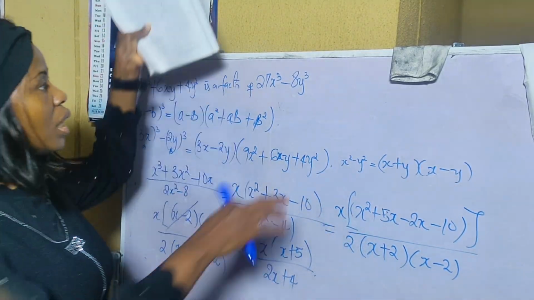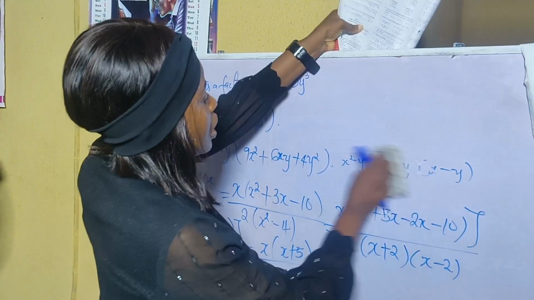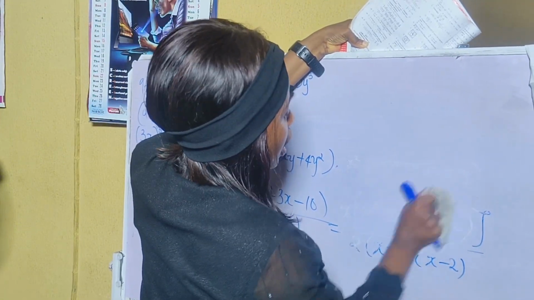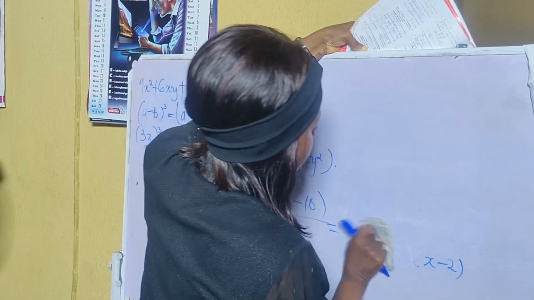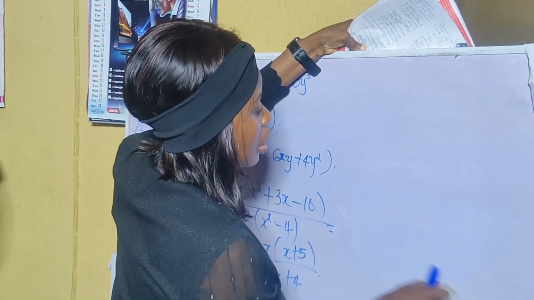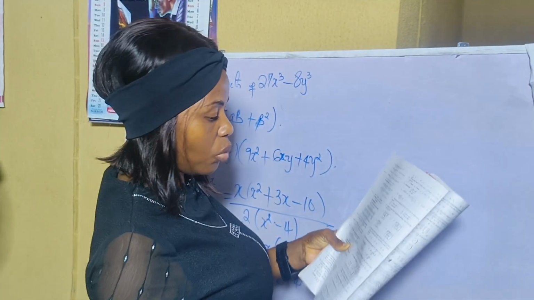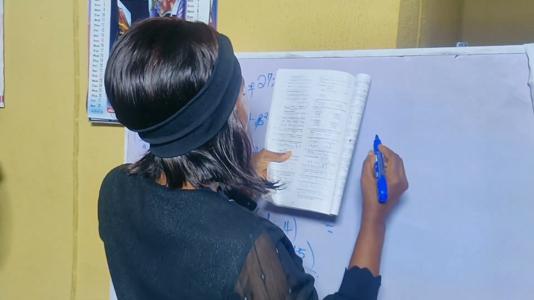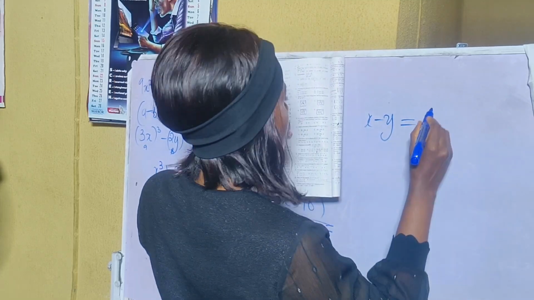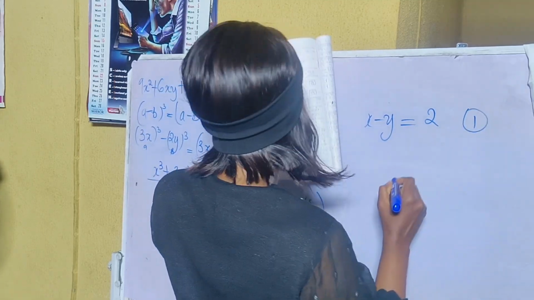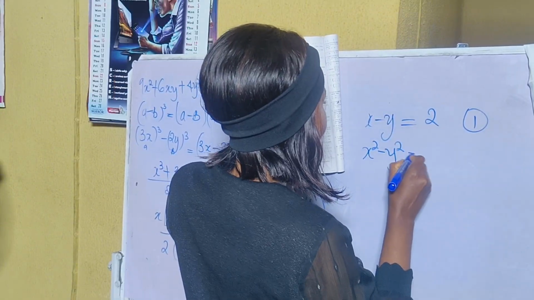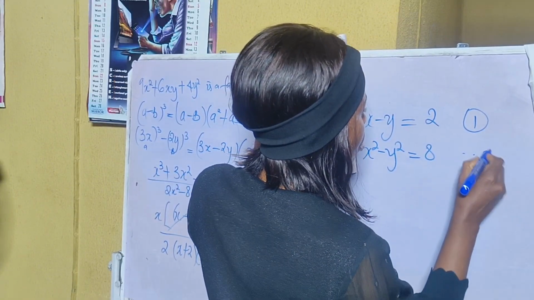It says solve for x. I'm asked to solve for x, and I have this problem. Like I said, you need to have eyes that can see when you are solving for it. Solve for x. If x minus y is equal to 2, that's equation 1, and I have x squared minus y squared is equal to 8, equation 2.